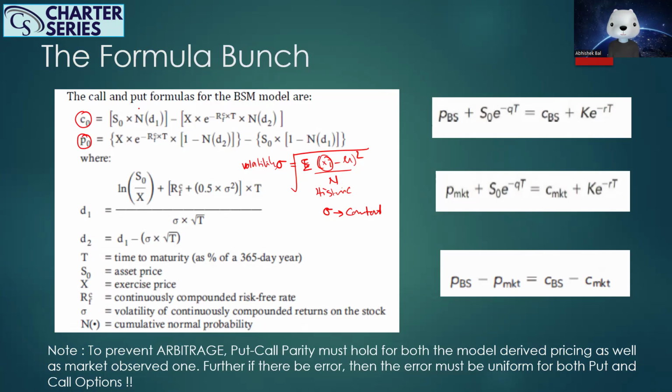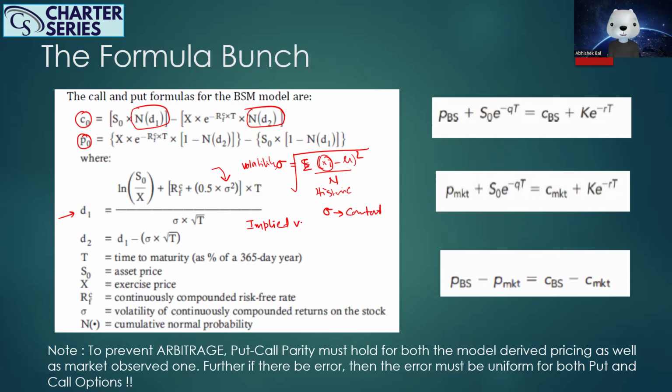From there, you can isolate this N of d1 and N of d2. Once you isolate the N of d1 and N of d2, which are nothing but cumulative probabilities, you can always back out the d1s. And from the d1s, of course, you can find out the sigma squared or the sigma itself, which is the volatility. Now, this volatility is always implied and futuristic in nature.